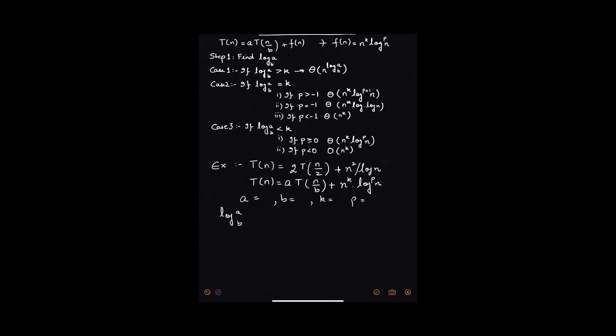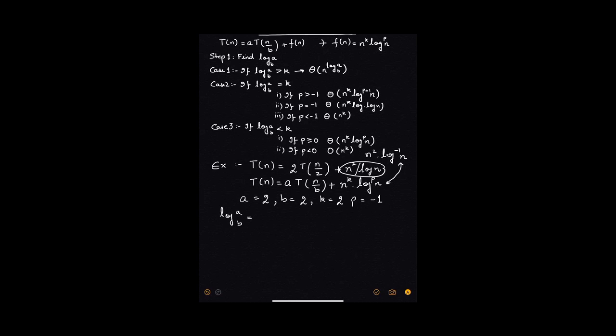Now let us check our next recurrence relation. This is T(n) = 2T(n/2) + n square by log n. So I can write this statement as n square into log to the power minus 1 of n to compare it with my standard equation. So the value of a becomes 2, the value of b becomes 2, the value of k is 2, and the value of p is minus 1.